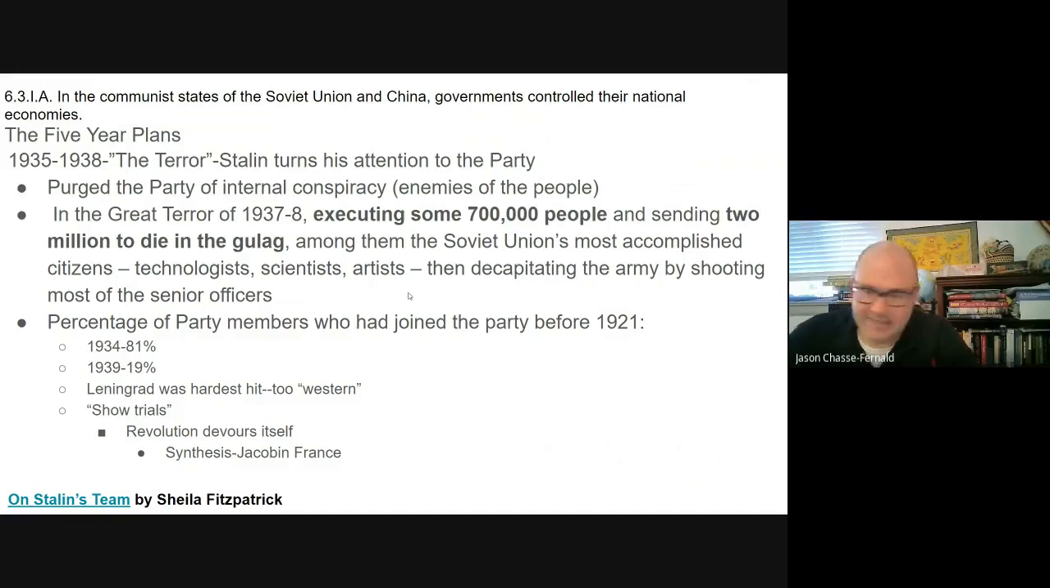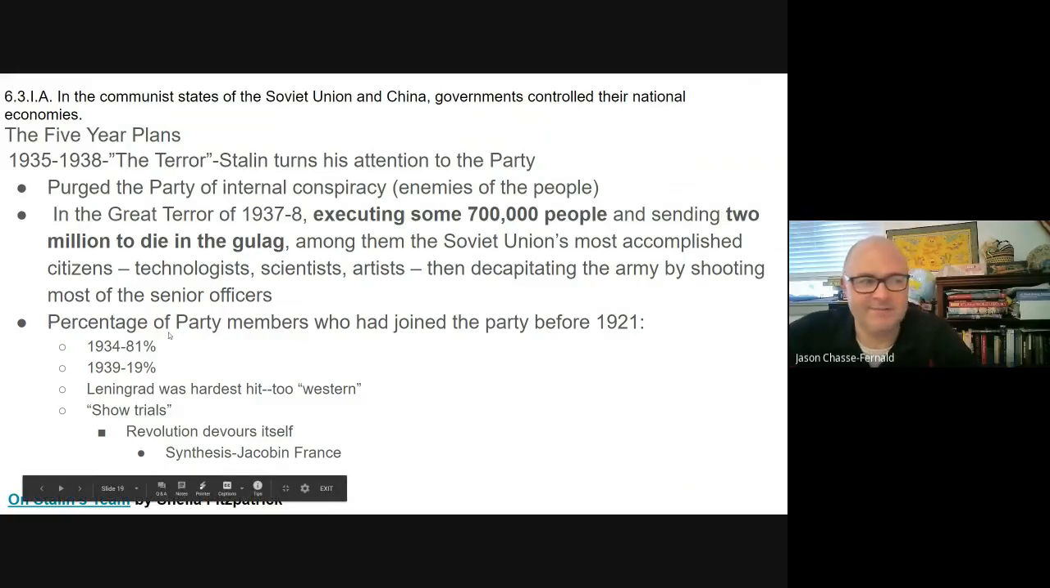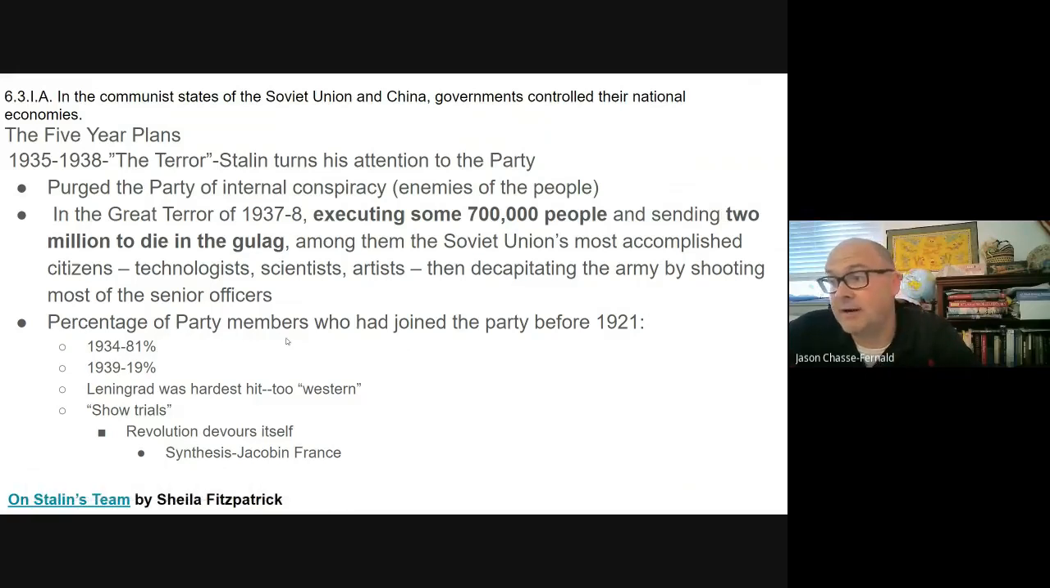All right. And this is the most telling part. I always find this to be the most interesting thing. Look at the percentage of party members of the Bolshevik party, which became the Communist Party, who had joined the party before 1921. So they were there during the Civil War or earlier, so they fought with the Reds. In 1934, before the terror begins, 81% of the party had been in the Communist Party since at least the ending of the Civil War. Long-time loyal party members. By the time we get through this period where the party will devour itself, long-term party membership is going to be down to 19%.